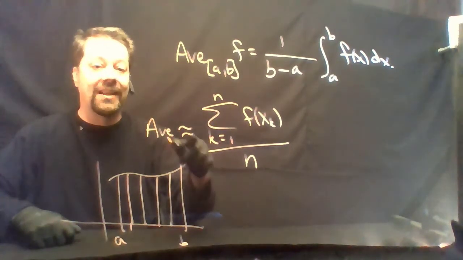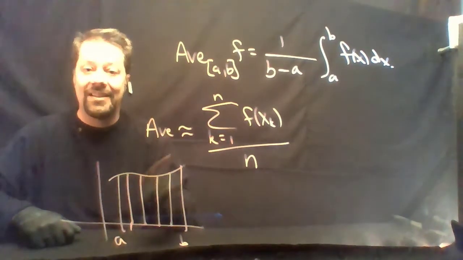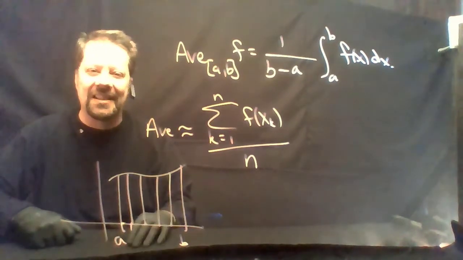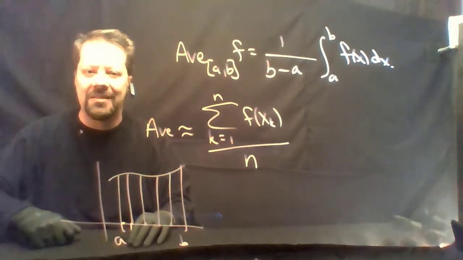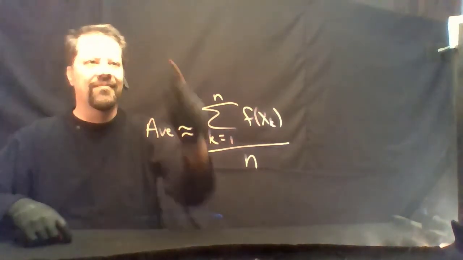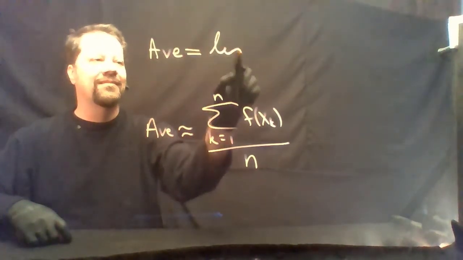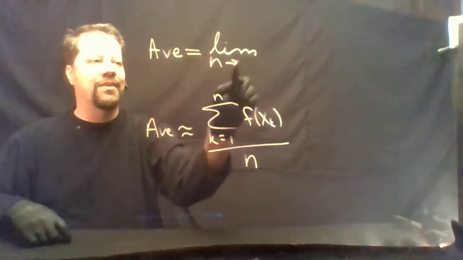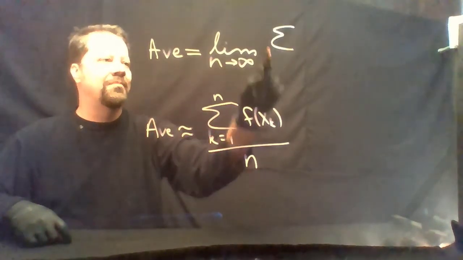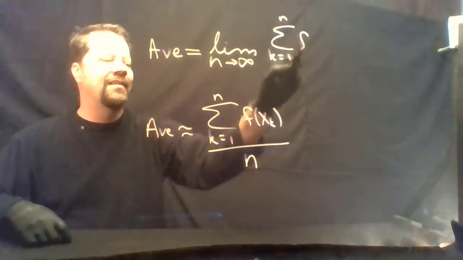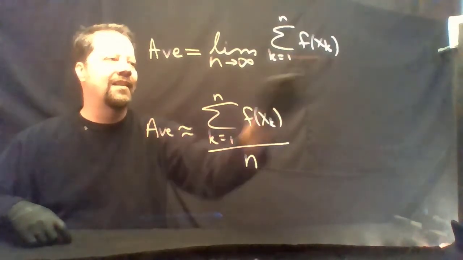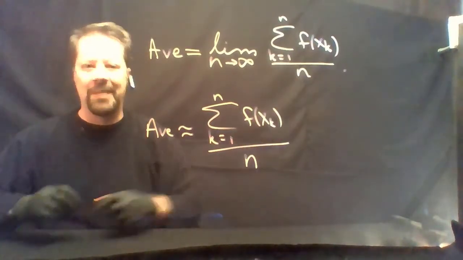That's not going to give you the exact average. To get the average, you need to take the limit as the number of partition points tends to infinity. In other words, the average should equal the limit as n goes to infinity, sum as k goes from 1 to n of f of xk divided by n.